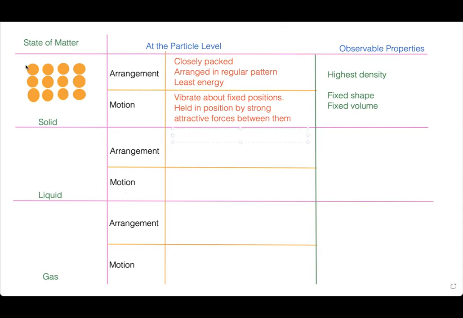Okay, so first of all, solid is closely packed. How about liquid? Liquid is also closely packed, but slightly less closely packed than solid. Is that clear? And it is arranged in an irregular pattern. There is no regular pattern at all. So for liquid, the particles are still closely packed, but not as closely packed as solid. However, they are not arranged in a regular pattern.